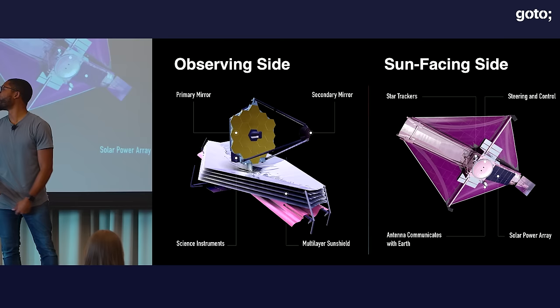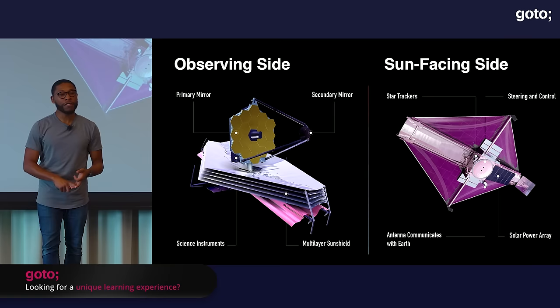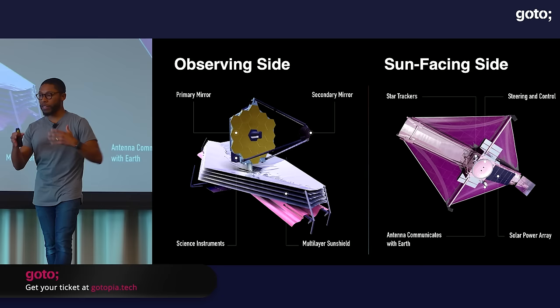And so cold side is the observing side of the telescope, where you will see your primary mirrors, your secondary mirrors, as well as your instrumentation for how we actually take in that data, process the data, and then spit it back out to the public so you all can see the pretty pictures and things of that nature.